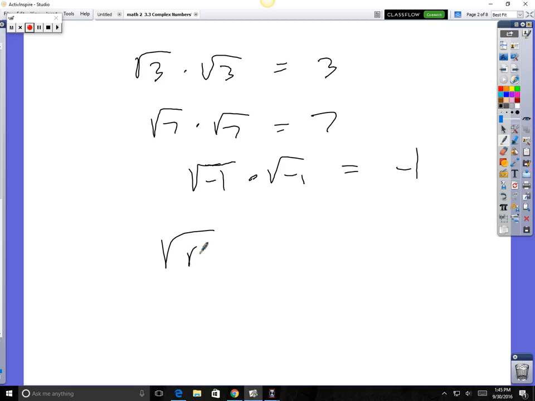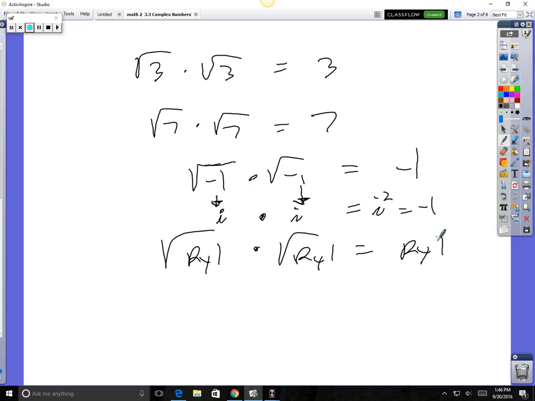Square root of Ryland times square root of Ryland is Ryland. Square root of negative 1 times square root of negative 1 is negative 1. That is how he invented the imaginaries. This is imaginary. This is imaginary. Imaginary times imaginary equals imaginary squared equals negative 1.